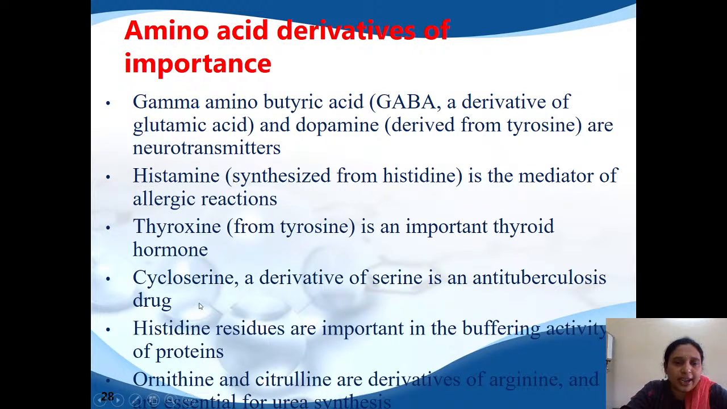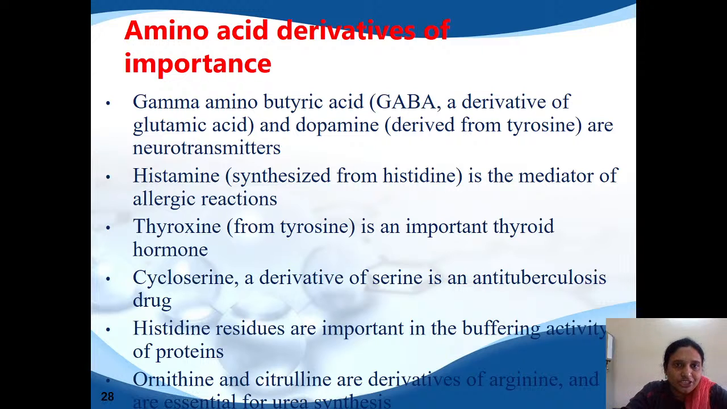And cycloserine is a derivative of serine. It is an anti-tuberculosis drug. Please note this down. And histidine residues, the histidine amino acid residues which are present in the protein, may provide buffering activity to the proteins. And ornithine and citrulline are derivatives of the amino acid arginine, which are essential for urea synthesis.